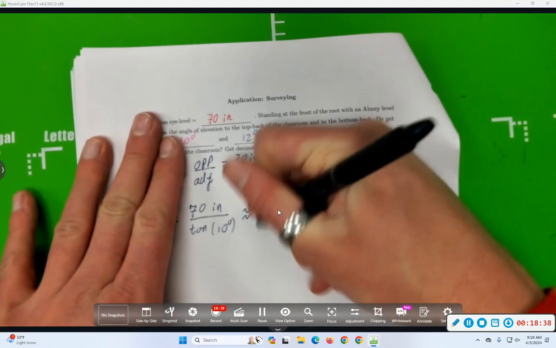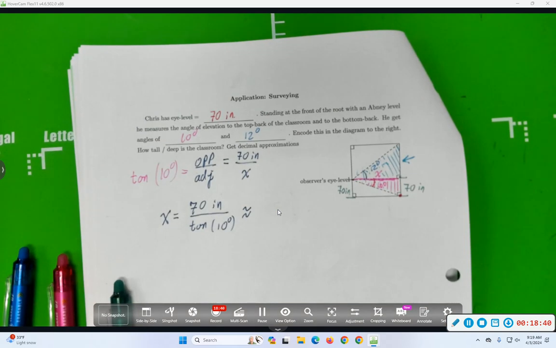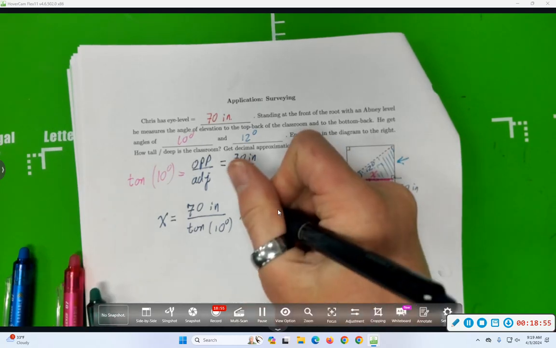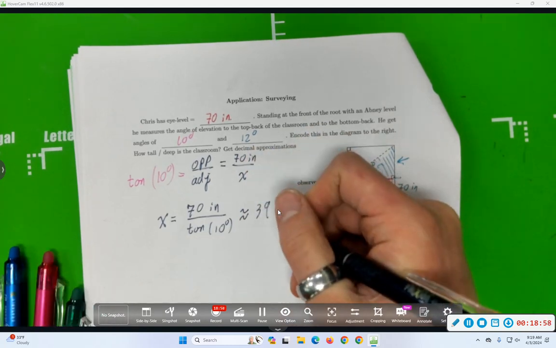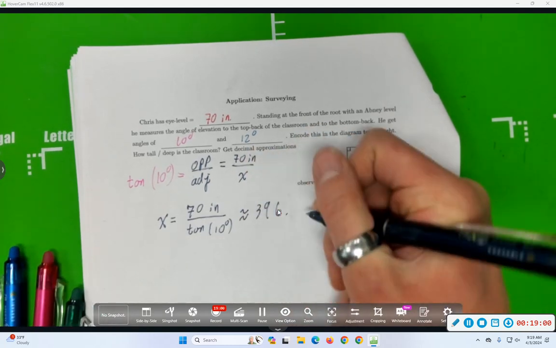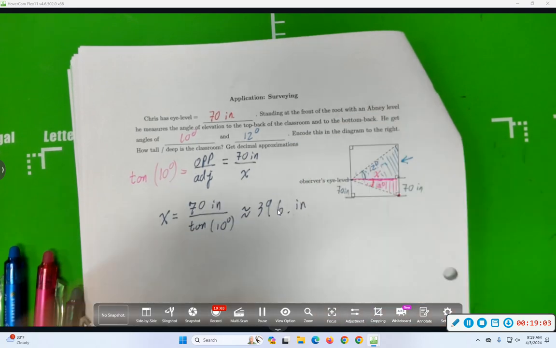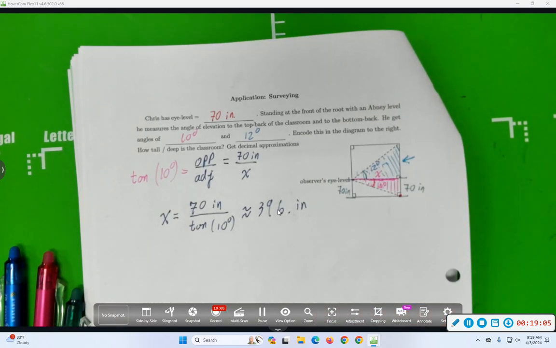So, I'm going to wait till I hear two consistent answers, and then I'm going to write that down. Yeah, I got 396. Cool. 396.98. I'm going to round off to the nearest inch because I don't think I have that much confidence. My hand was a little bit shaky when I measured those degrees, and you saw how I was measuring the height of my eye line. Did you believe that I was doing that right?